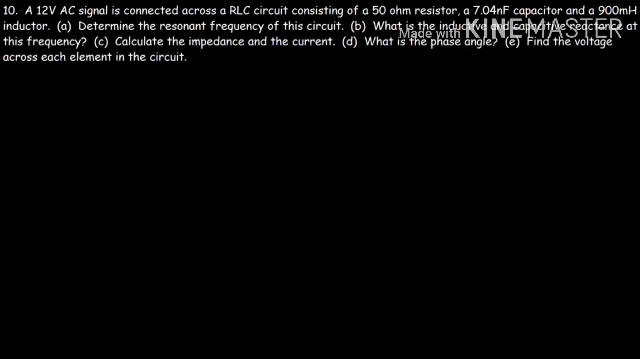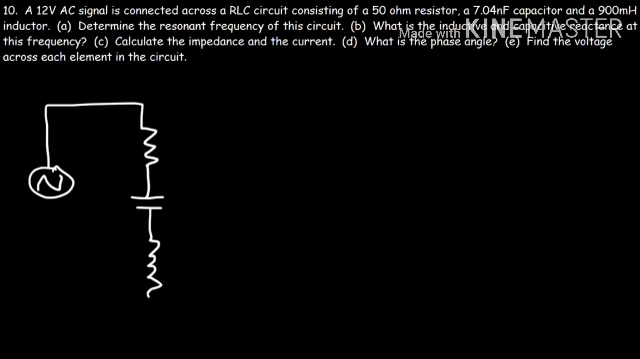Number 10. A 12-volt AC signal is connected across an RLC circuit consisting of a 50 ohm resistor, a 7.04 nanofarad capacitor, and a 900 millihenry inductor. Determine the resonant frequency of the circuit. So let's draw a picture. So we have a resistor, a capacitor, and an inductor.